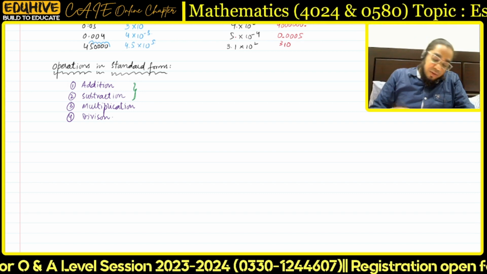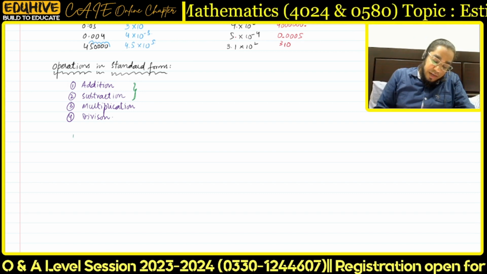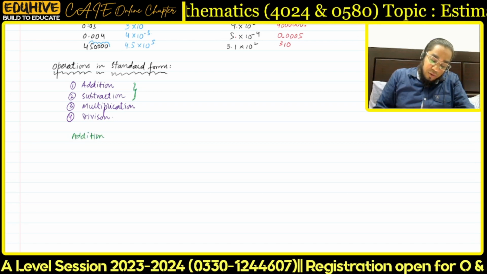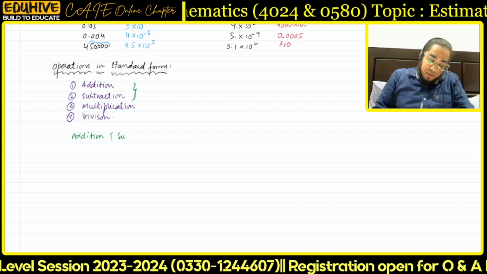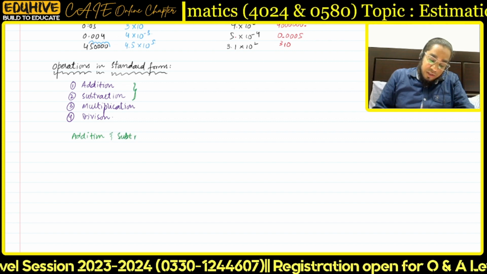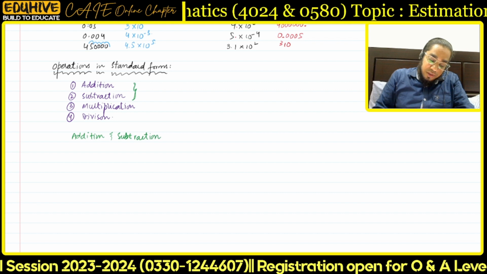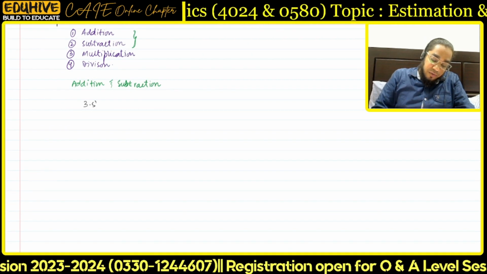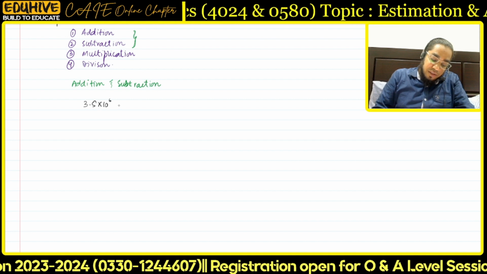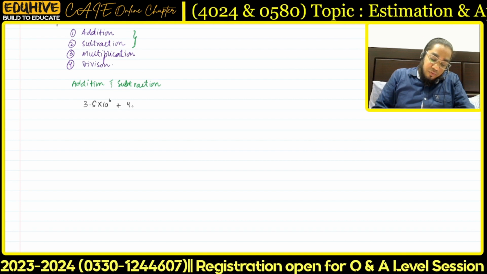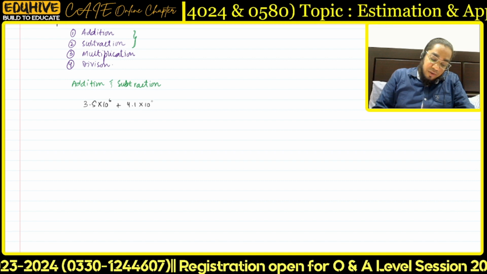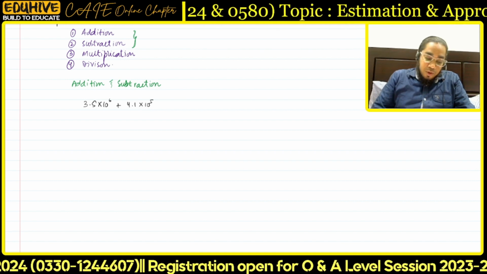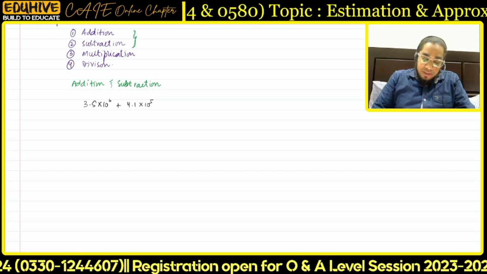Okay. So let's suppose I'm just starting this one. Addition and subtraction, they both are the same, they both are similar. So don't get confused. Only the signs are different, but the rules are the same for both operations. So let's suppose we have the number 3.5 into 10 raised to the power 6 plus 4.1 into 10 raised to the power 5. Okay, so I can solve this.